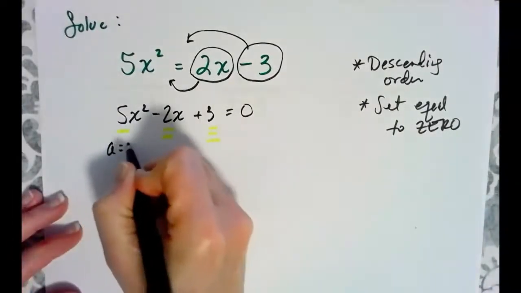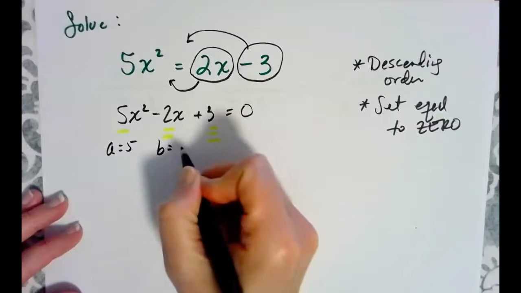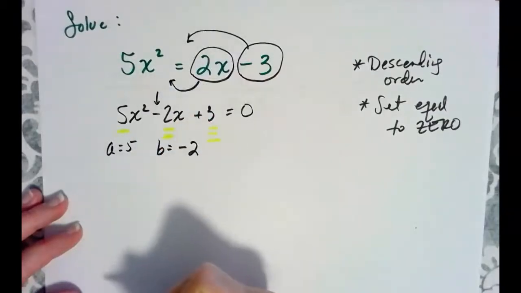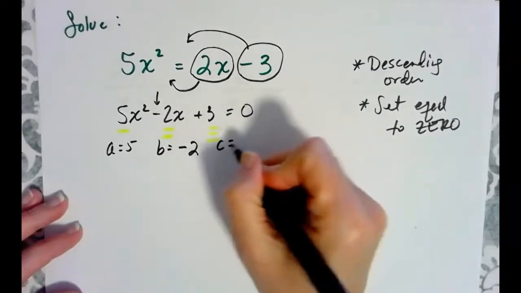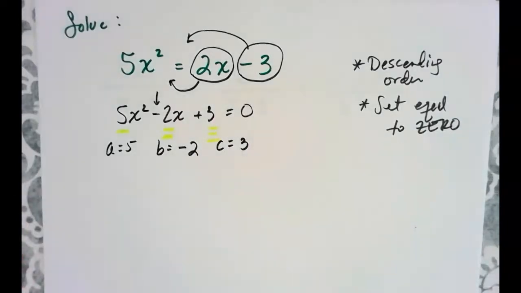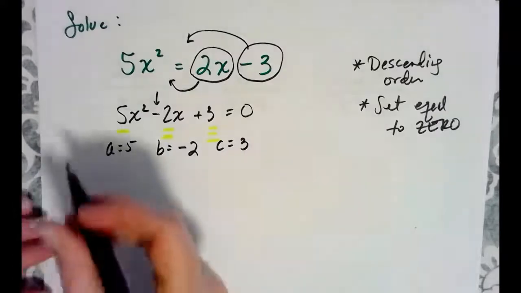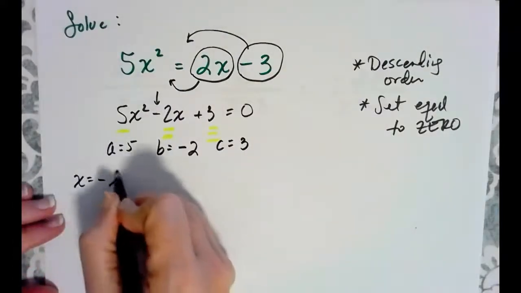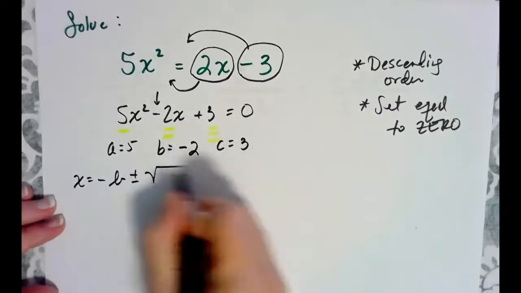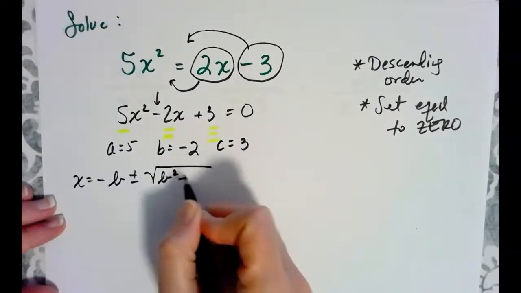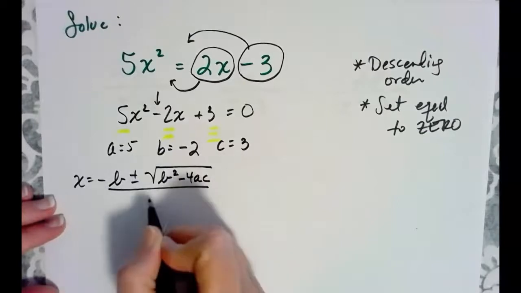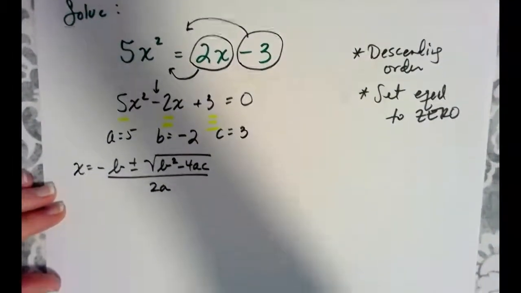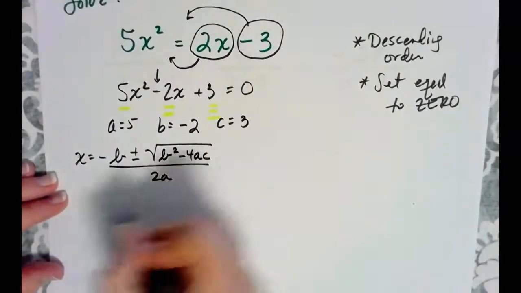So A equals 5, B equals -2. Remember to keep the sign in front of the number. And C equals 3. So these are the values that are going to go into our quadratic formula. X equals the opposite of B plus or minus the square root of B squared minus 4AC all over 2A. So let's plug them in and solve for X.